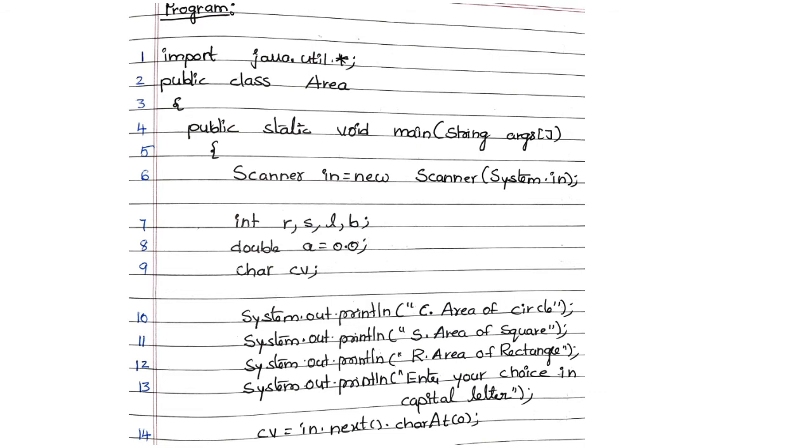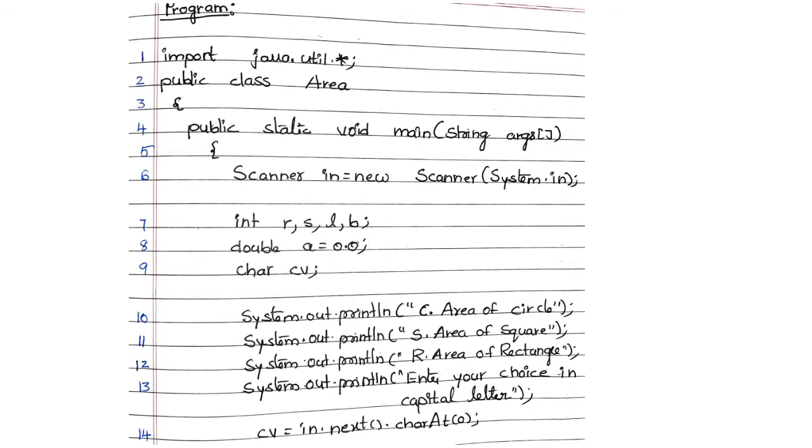Now come to the seventh, eighth, and ninth statements. Here I am declaring the variables which I declared in the variable description. Those are R, S, L, B, and A = 0.0. The initial value of double data type is 0.0, and char CV. CV means control variable. I am using this CV as the control variable for the switch statement.